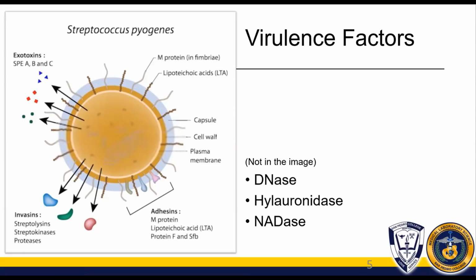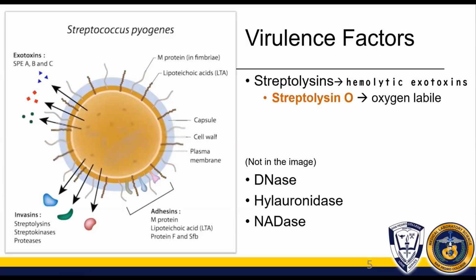And your Streptococcus pyogenes, class, typically it produces streptolysins. Streptolysins are actually hemolytic exotoxins. Hemolytic meaning they can cause destruction of our RBCs. And there are two types of streptolysins. We have the streptolysin O, which is oxygen labile, and streptolysin S, which is oxygen stable.